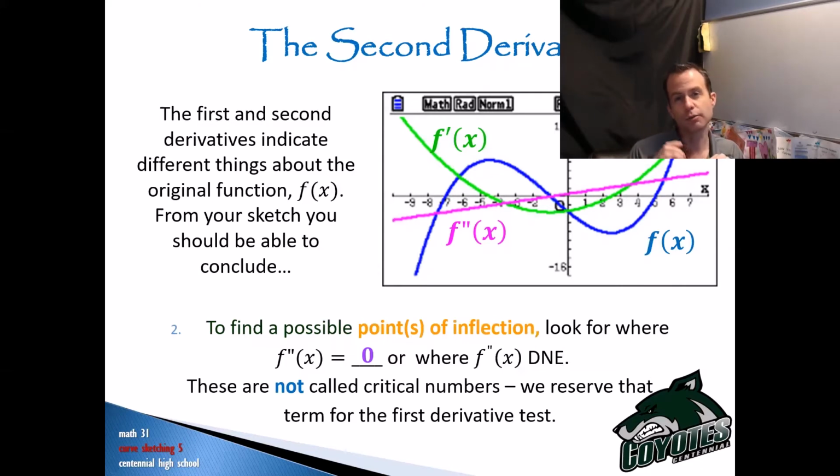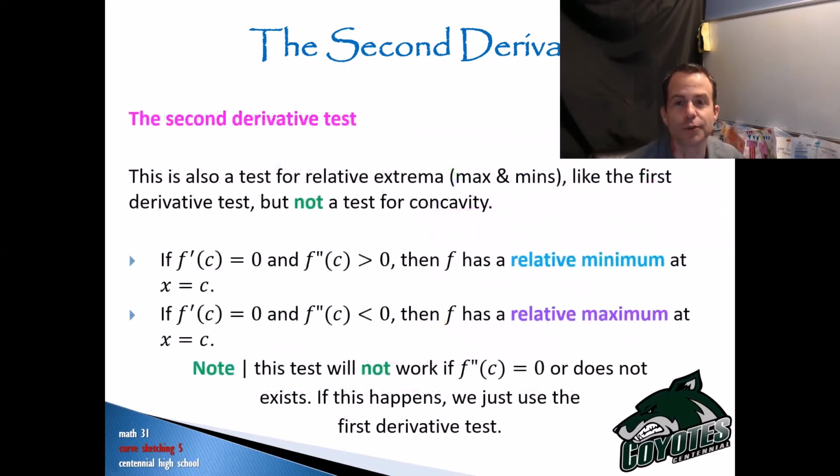But we don't call them critical numbers if we're dealing with the second derivative. We only call them critical numbers if we are dealing with the first derivative. So the second derivative test is the following. This is also a test for relative extrema, which are maxes and mins, like the first derivative test. But this is not a test for concavity. In order to test for concavity, we actually have to go on either side of our numbers.